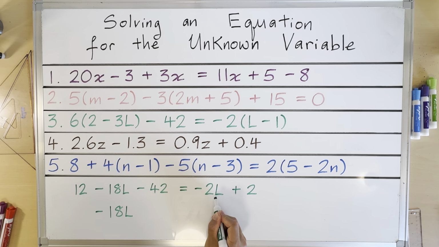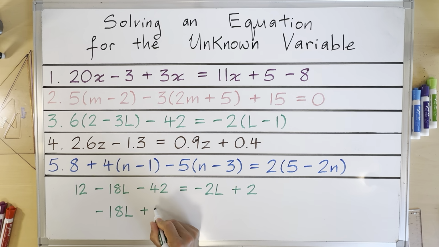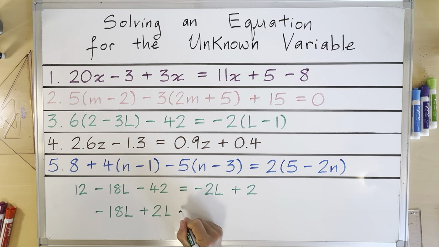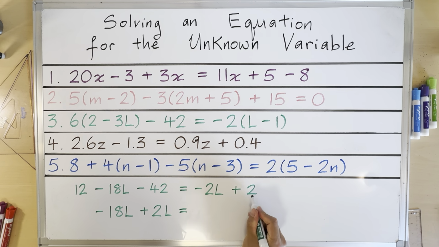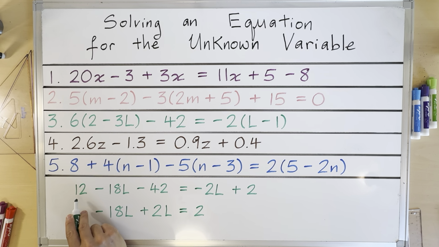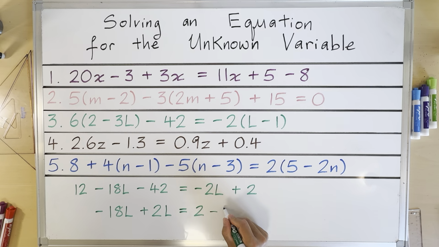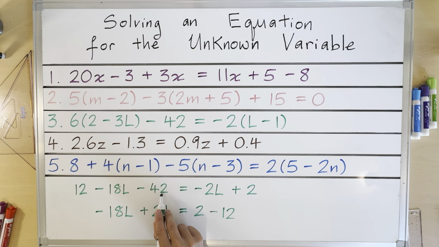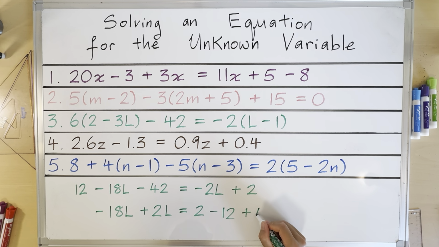If we move negative 2L from the right side of the equal sign to the left side of the equal sign, that becomes positive 2L. Positive 2 stays right here on the right side of the equal sign. Positive 12, when moved from the left side to the right side of the equal sign, becomes negative 12. And lastly, negative 42, when moved from the left side of the equal sign to the right side of the equal sign, becomes positive 42.